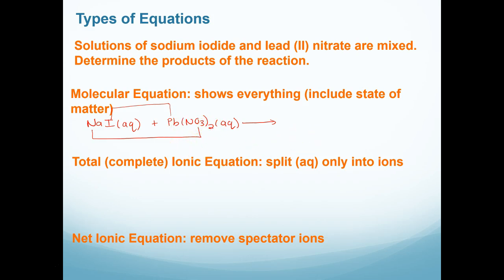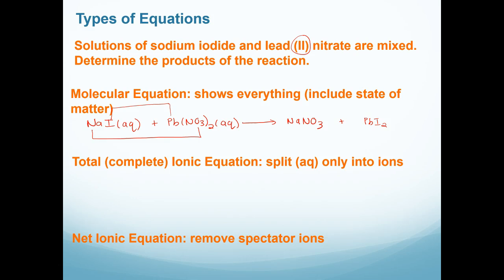I need to say that sodium has a plus charge, nitrate has a minus charge, so when I bring those ions together, what I get is NaNO3. And then lead has a plus 2 charge. I'm pairing that up with iodide, so that is going to be 2 iodides.